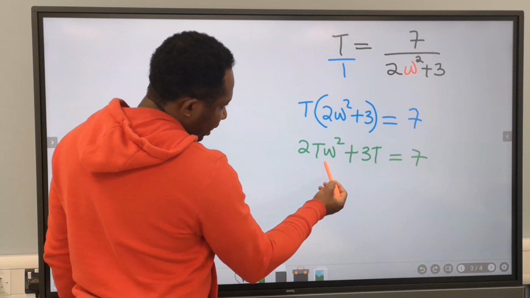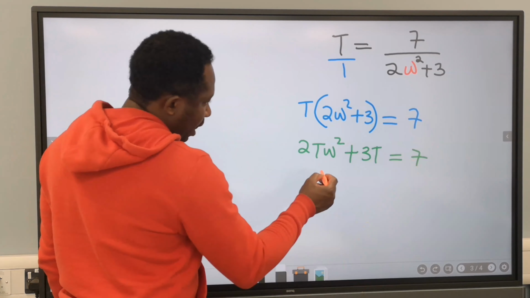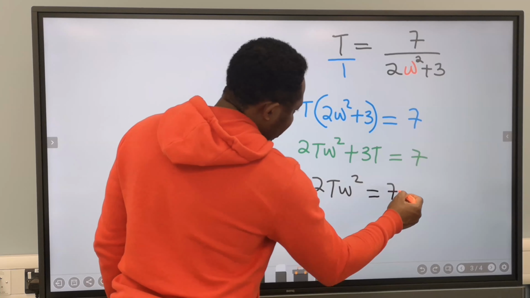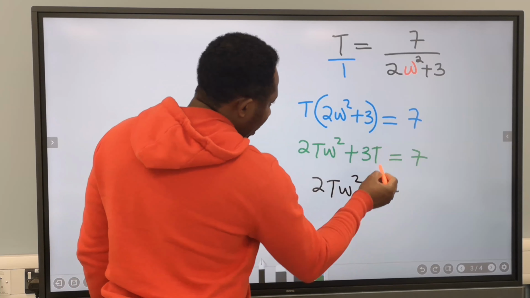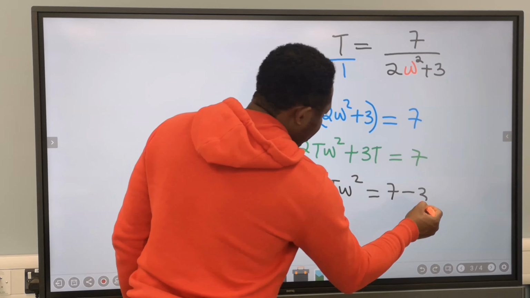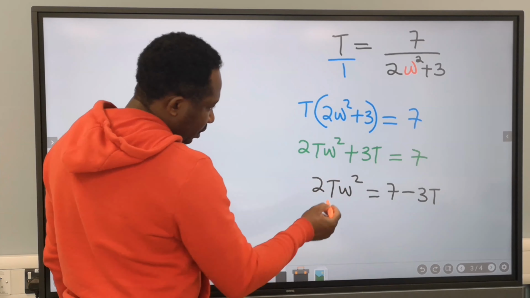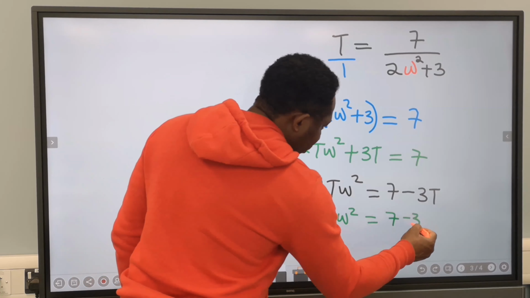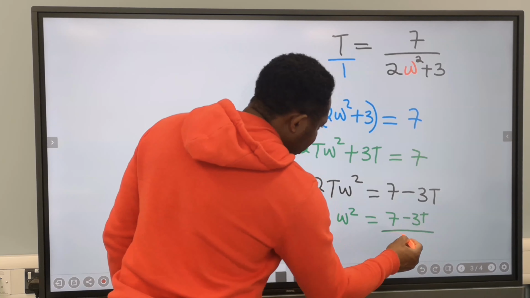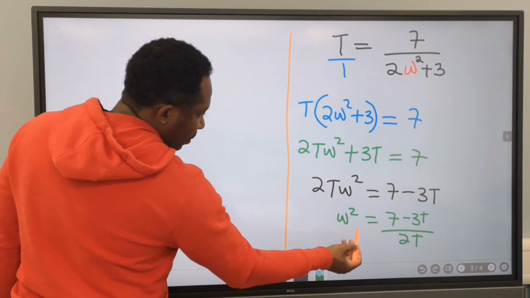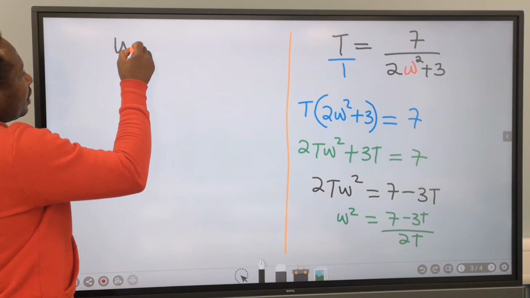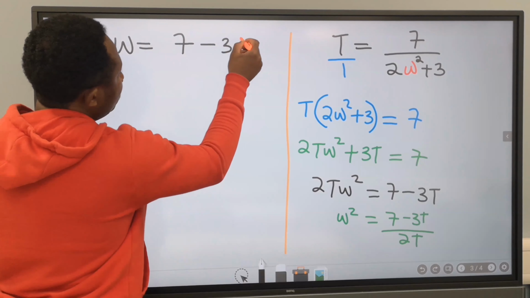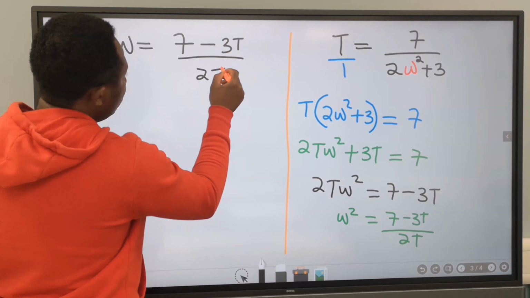Next, the w is here. This will leave me with 2t w squared is 7. This is plus, so it will move across and become minus 3t. Next, I'm going to have w squared is 7 minus 3t divided by 2t. I'm looking for just w. I'm going to have that w is, on this side, 7 minus 3t all over 2t.